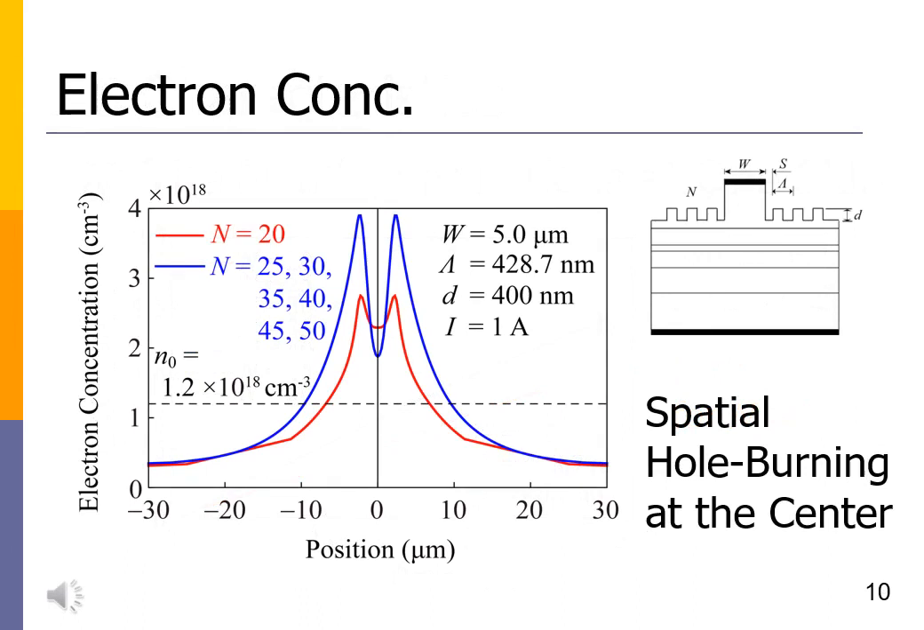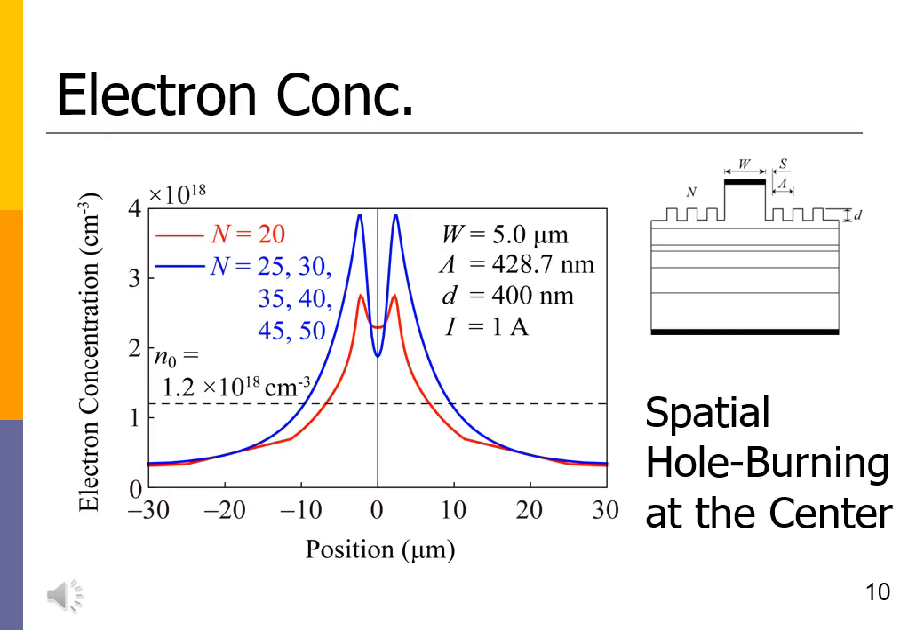The slide shows the distribution of the electron concentration when the injected current I is 1 amp. The vertical line shows the electron concentration, the horizontal shows the horizontal position. The origin is the center of the mesa. The transparent carrier concentration is 1.2 times 10 to the 18th power per cubic centimeter.